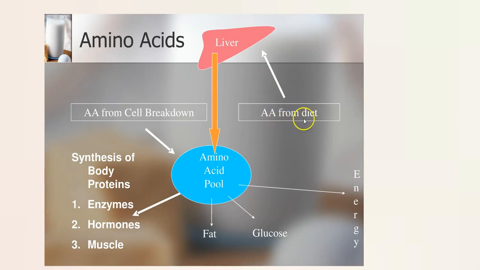We eat proteins, we break them into amino acids, take them to the liver where they're put into the amino acid pool, and then they're sent out for a variety of tasks, including the ones we've already discussed. They could be converted to glucose for energy, or they could be stored as fat if there isn't a demand for their services at that point. We also get a little regenerated cell protein, so from cells that might have broken down, we can regenerate them back in the liver here and add them back into the pool as well.